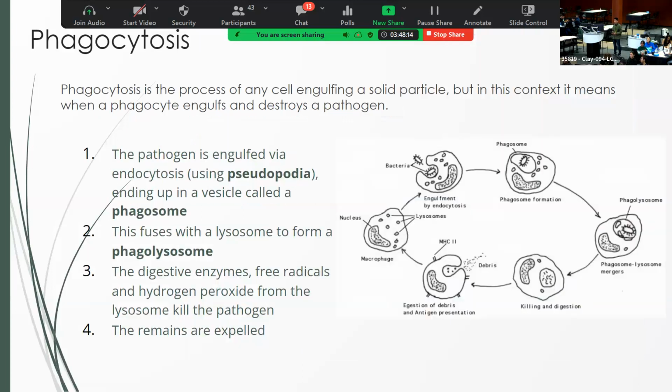And in terms of how it kills the bacteria after it phagocytoses it, this is the process. Essentially, it wraps around the pathogen, and the pathogen gets wrapped up and joins with a lysosome, which contains a lot of radicals, digestive enzymes, peroxide, just dangerous chemicals that destroy the genetic material and cause it to die. And yeah, the rest is just pretty much vomited out.